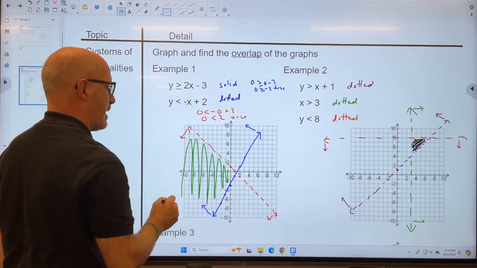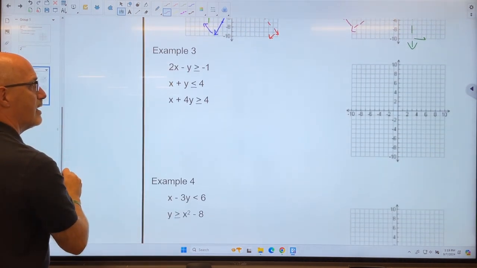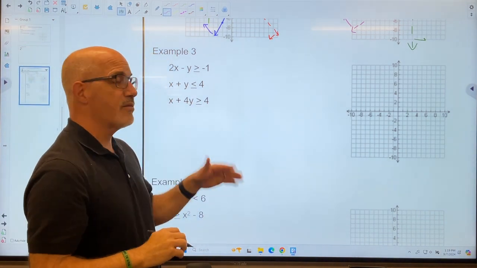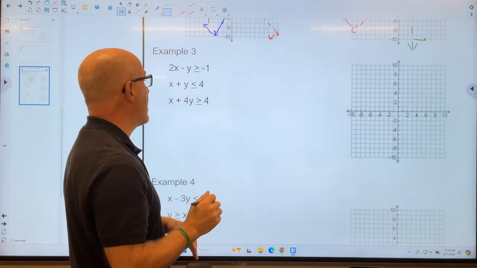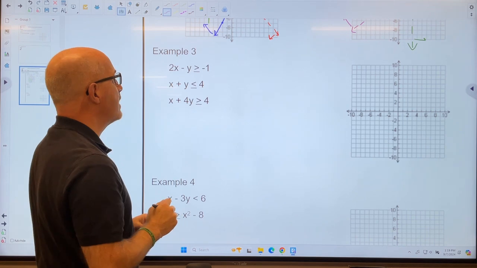All right, so let's go back down here to example 3. Now example 3 has 3 of them to graph, just like the last one, so we have to graph each of them separately, see where they overlap. All of these will be solid graphs, just like the last one, all of them were dotted.